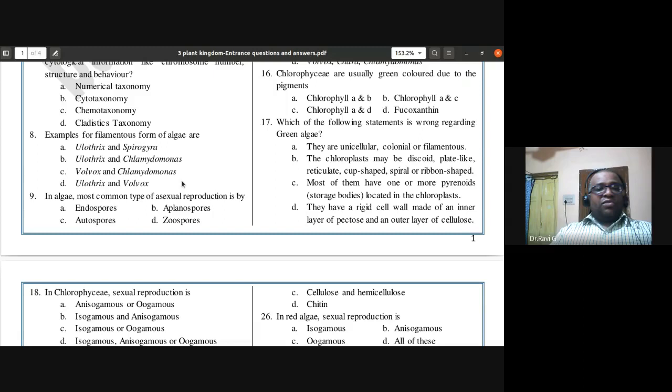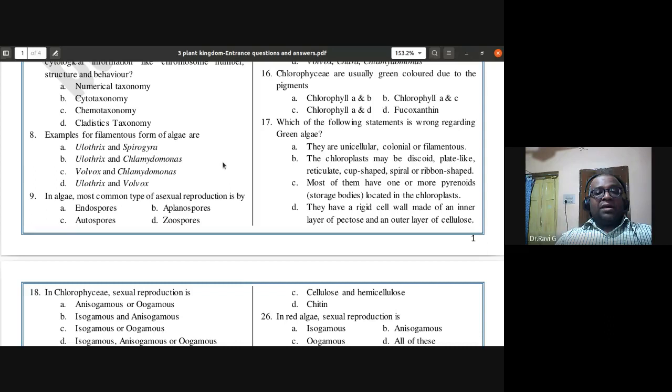Examples for filamentous forms of algae are: is it Ulothrix and Spirogyra, or is it Ulothrix and Chlamydomonas? See, Chlamydomonas is single-celled. Volvox is a colonial form, it is not filamentous. Ulothrix is filamentous. Spirogyra is also filamentous. So Volvox and Chlamydomonas, one is a colonial form, another is unicellular. Ulothrix and Volvox, one is a filamentous form and Volvox is a colonial form. So Ulothrix and Spirogyra, both of them are filamentous forms of algae. The eighth one, A is the answer.